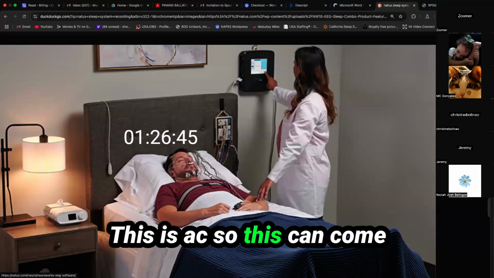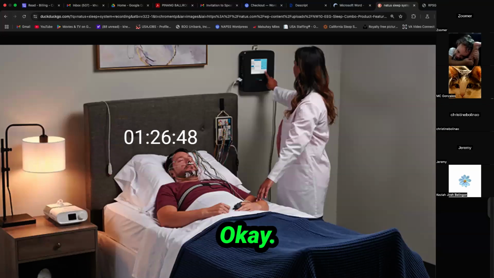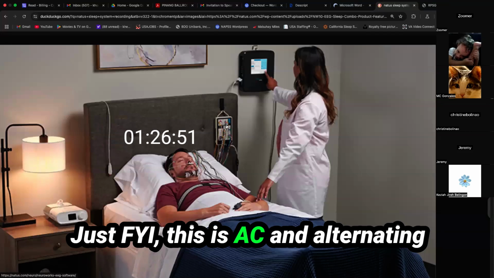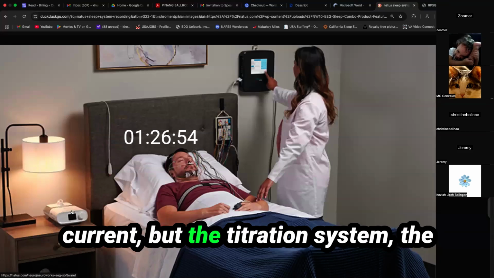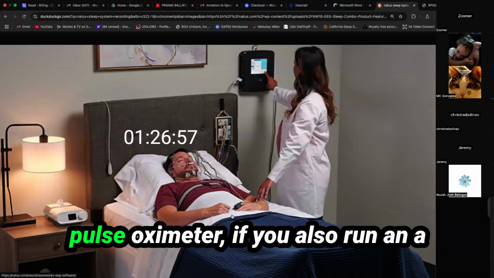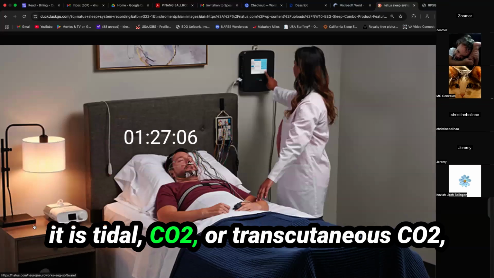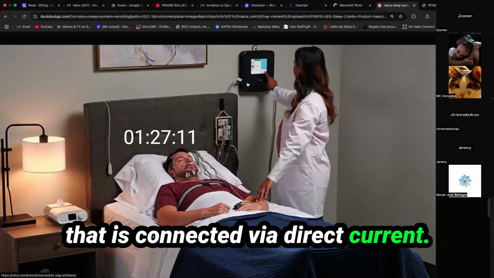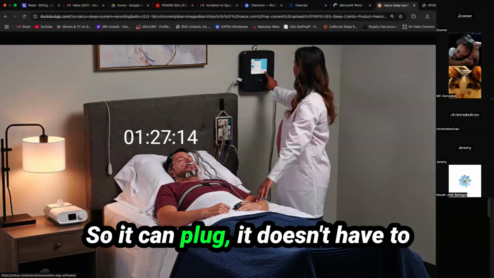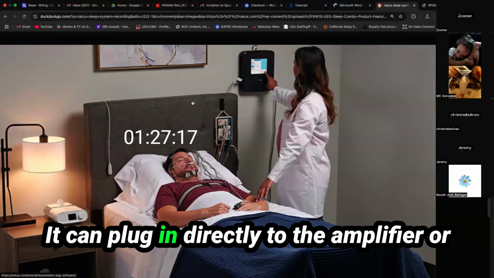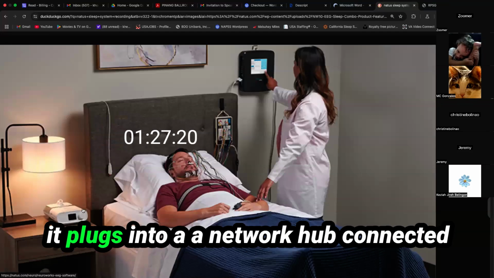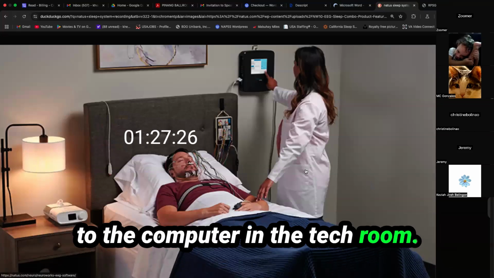This is AC, so this can come out of the examination also. Just FYI, this is AC, alternating current, but the titration system, the pulse oximeter, and if you also run a capnography or CO2 monitor, whether it's end-tidal CO2 or transcutaneous CO2, that is connected via direct current. So it doesn't have to be plugged into the head box. It can plug directly into the amplifier, or it plugs into a network hub connected to the computer in the tech room. Is that clear?